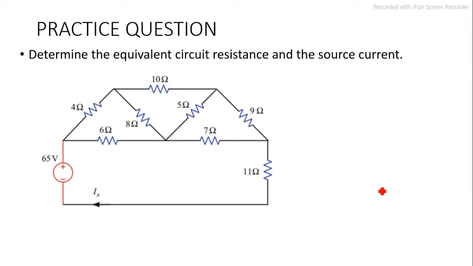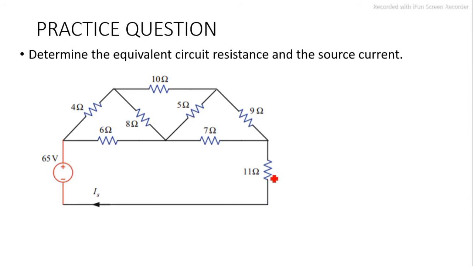This is also another practice question whereby you have a delta here, a delta here, a delta here. So you can convert them to Y. You can just convert one of them to Y. You can't convert all three to Y. If you convert this to Y, then this will be shorted. So convert this to Y and this to Y and see what you have. Then calculate the equivalent resistance and the source current.